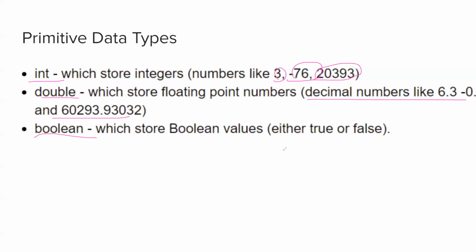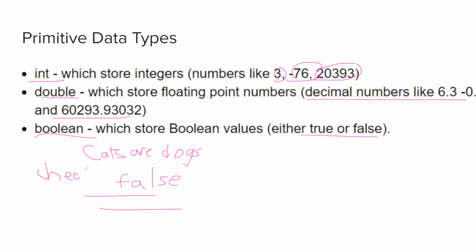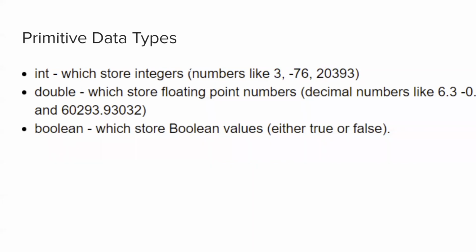So Boolean is just true or false. So if I say cats are dogs, well, this is obviously false. So for a Boolean variable like check, if I want to check whether a statement is true or false, I can set it to false because cats are not dogs. So those are what Boolean does, and we can touch on them later.